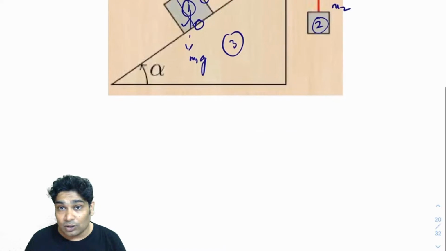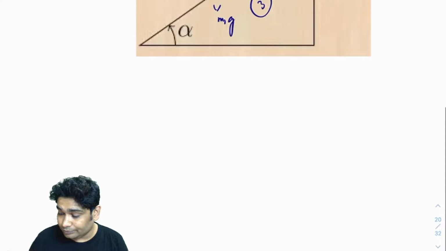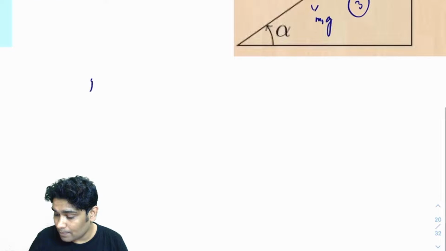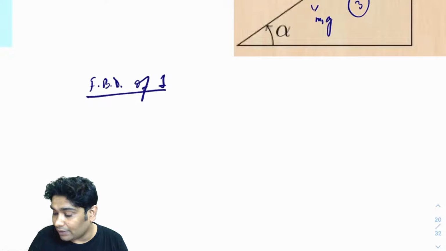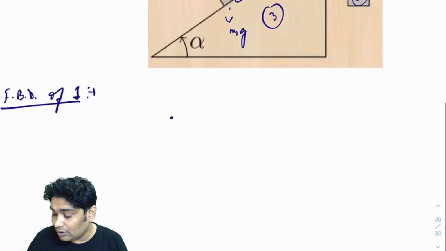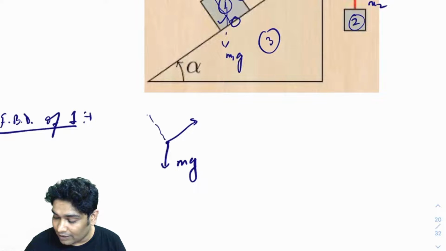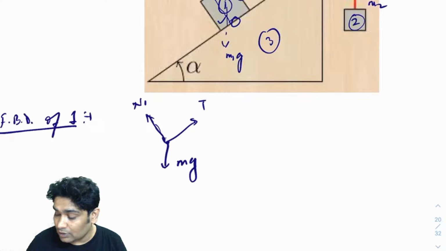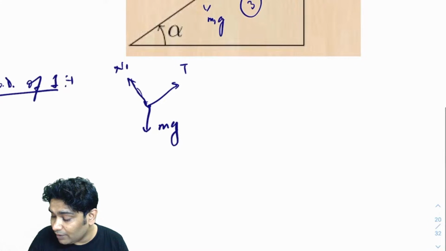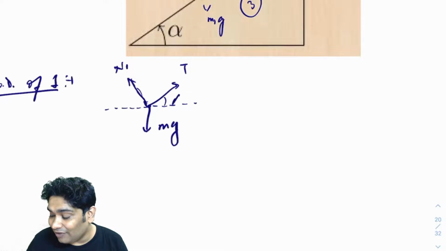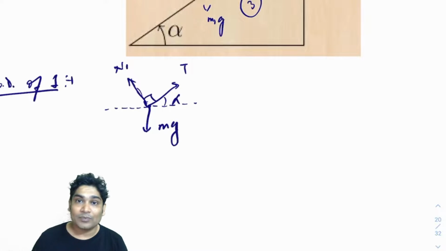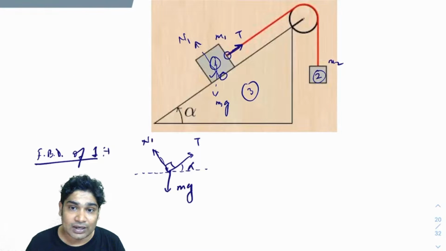All right. So while you're making the FBD of 1, let's see. What does that look like? First you have mg, then you have T, and then perpendicular to T you have N1. So mg, T and N1. Please remember the direction of T would be at alpha with this, and this would be 90. So this is what the FBD of 1 looks like.